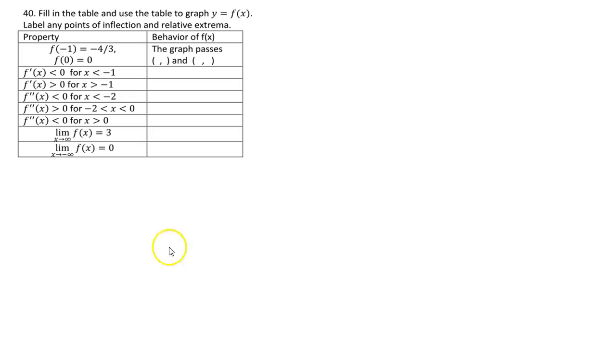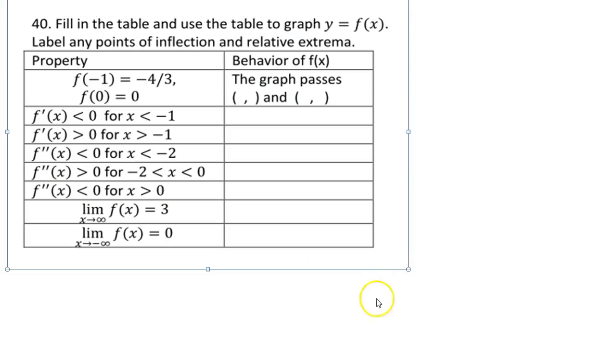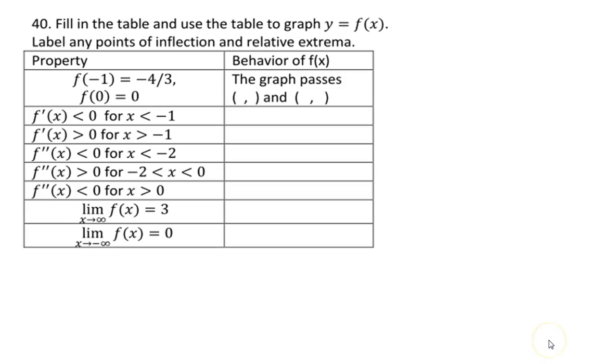Okay, fill in the table and use the table to graph y equals f of x. Okay, let me make this larger because I need to have some place to write. First, the graph passes through -1, -4/3, so it's -1, -4/3, and also 0, 0.